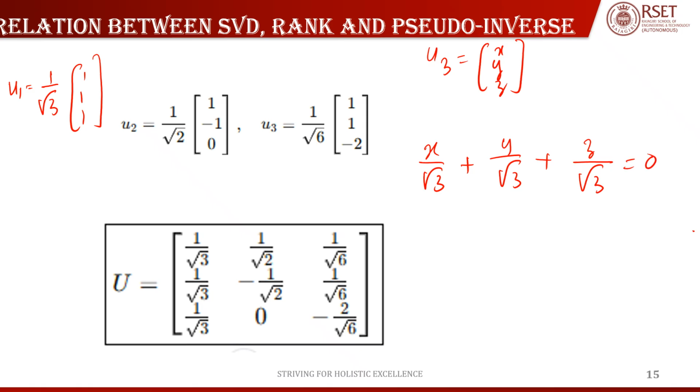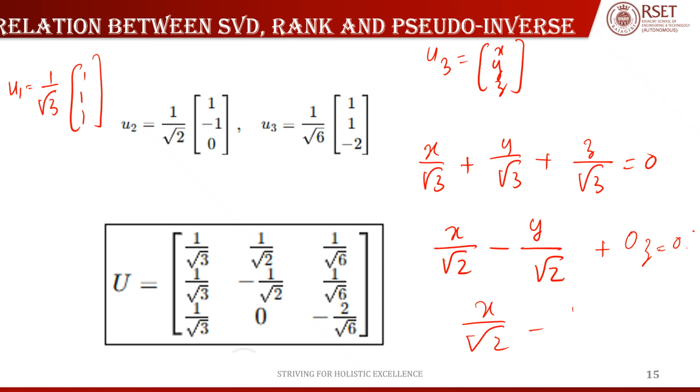And now let me take u2 and u3. Multiplying the first entries of u2 and u3, what happens? That is x by root 2. Now the second entry is minus 1 by root 2 here, and it's y, so that would be minus y by root 2. And multiplying the third entry, it is 0, right? 0 into z. That should be equal to 0. So basically this is x by root 2 minus y by root 2 should be equal to 0.